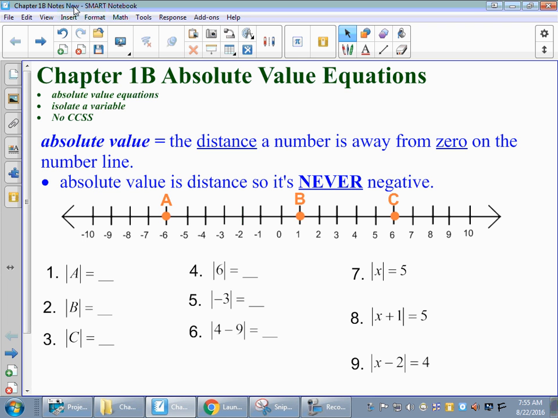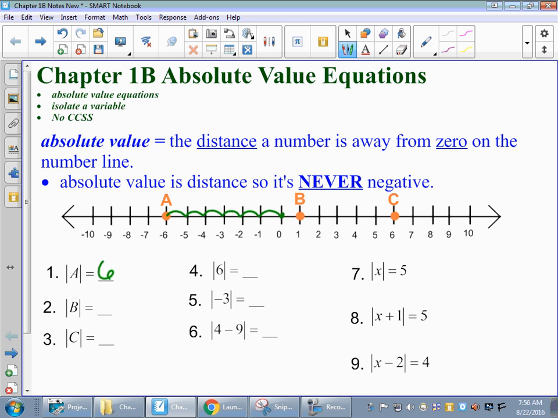So those two vertical lines around a number or around an expression is asking how far that expression is away from 0. So if you look at number 1, it's asking for the absolute value of a, and the absolute value of a is the distance a is away from 0. So if we count backwards from a back to 0, you can see that it's 6 units away. The negative in front of the 6 is just really telling us direction, that we were 6 units away to the left. But when you write down the absolute value, it's just a positive value.